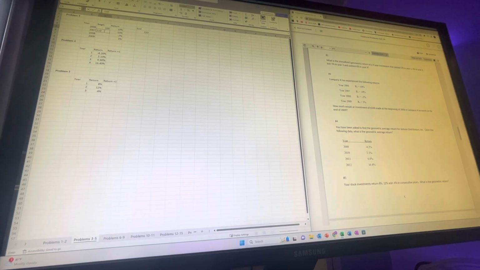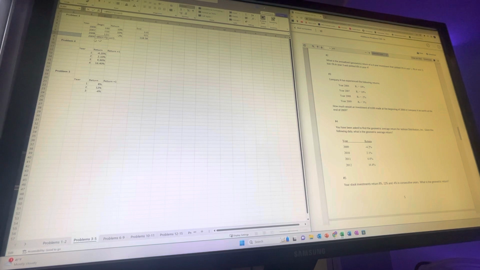So 110. Our formula equals our beginning times 1 plus our return value. So we should get 121. Now 121, negative 2%, we can do, equals this times 1 plus negative 2%. And then 2009 is this number.